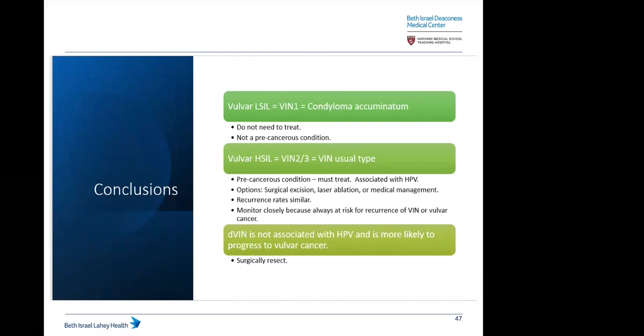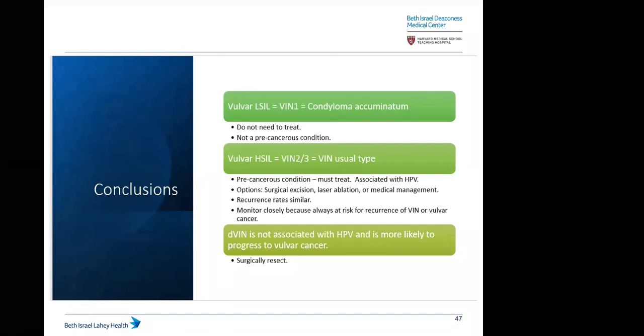Vulvar HSIL is considered a precancerous lesion and absolutely needs to be treated. It's associated with the oncogenic strains of HPV. The 3 options for treatment include surgical excision, laser ablation or ultrasonic aspiration, or medical management. Regardless of how you treat these patients or excise these lesions, recurrence rates are similar. So it's imperative that patients with a history of vulvar HSIL be watched closely.